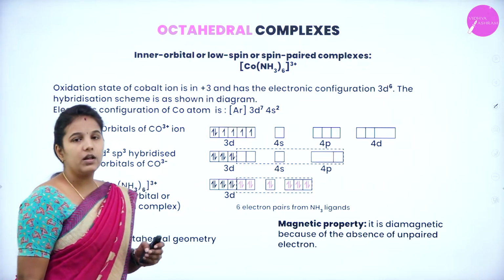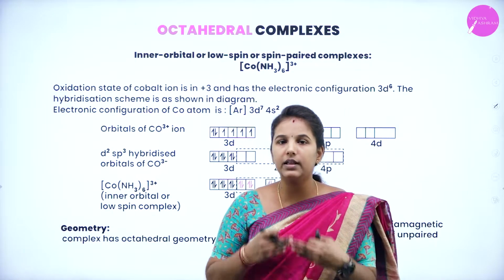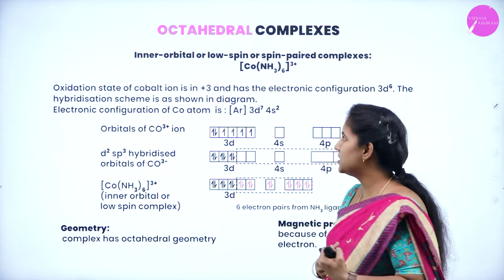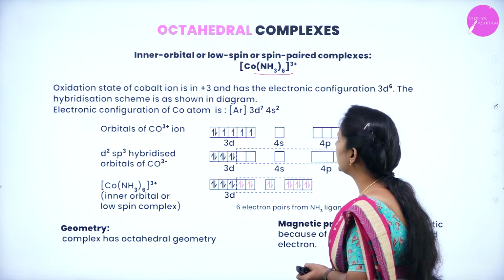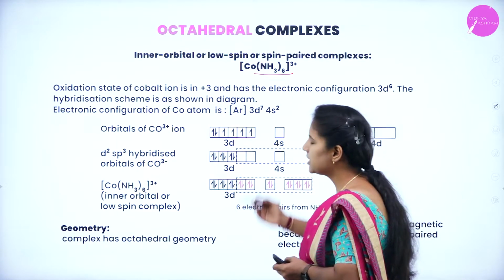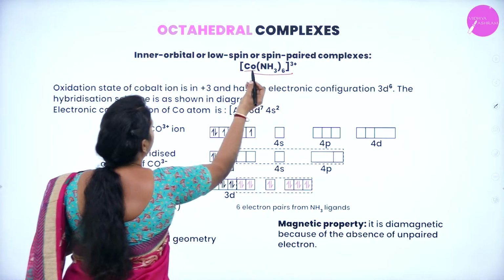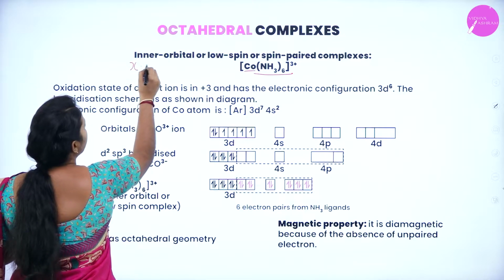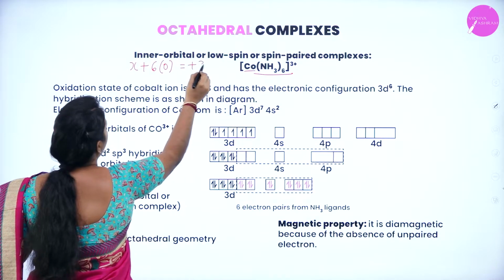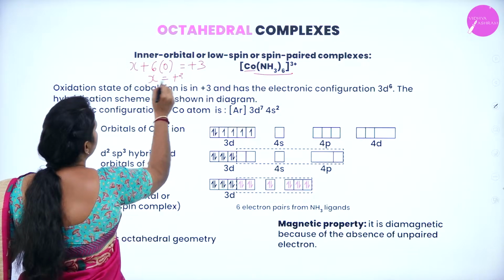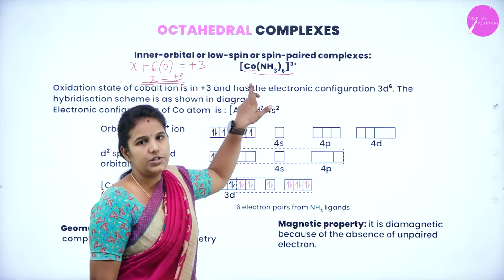So first I'll go with the octahedral complexes. Octahedral complexes are obtained with coordination number 6. Is it right? So here I have an example of [Co(NH3)6]3+. First I'll go with the calculation of the oxidation number. We know that this is my central metal atom, and it is calculated as X plus 6 into 0 is equal to plus 3, and X is equal to plus 3, which indicates what? The central metal atom has a plus 3 oxidation state.